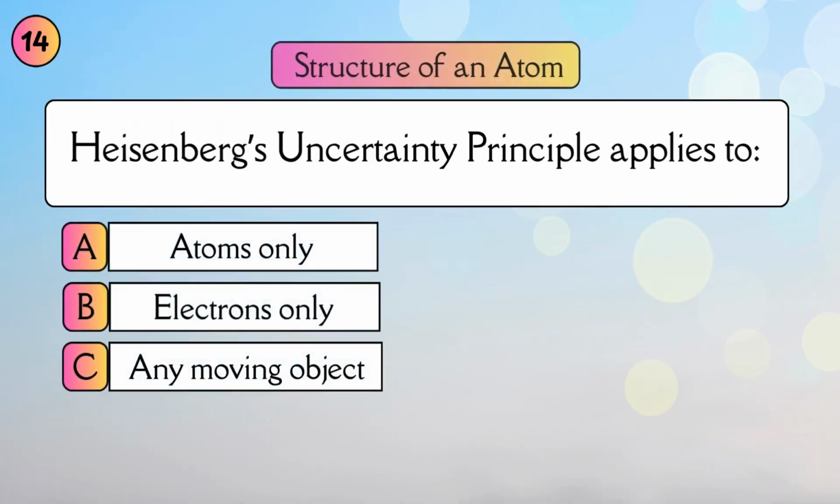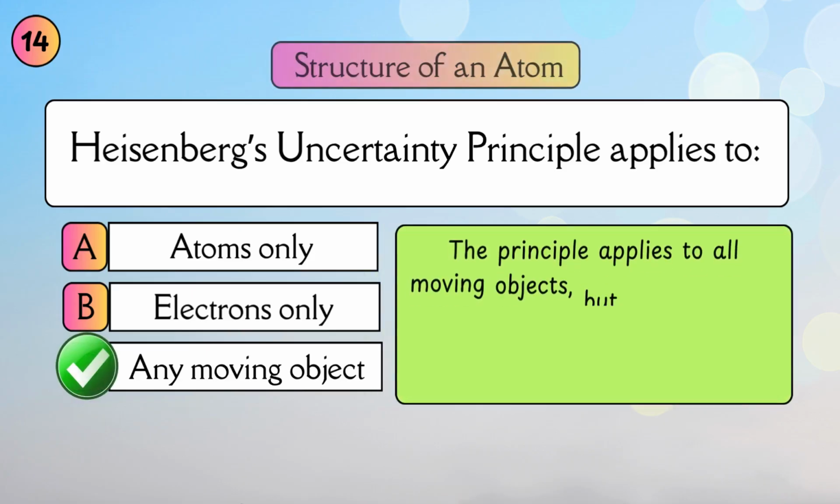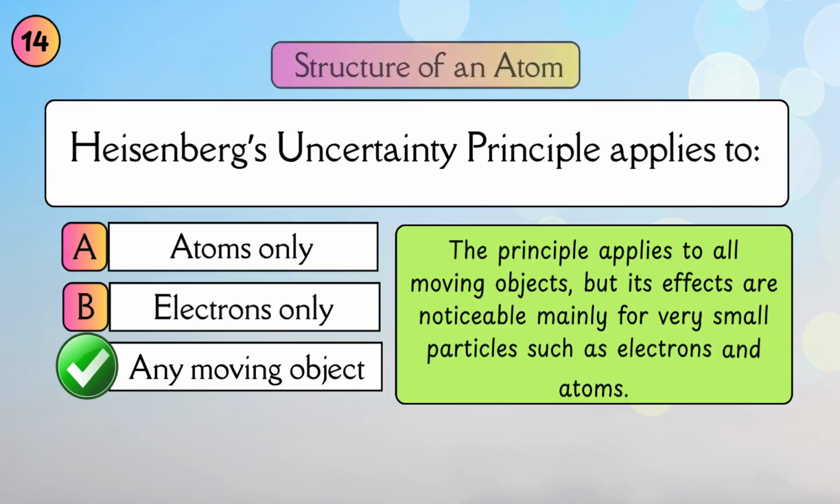Heisenberg's uncertainty principle applies to. The correct answer is to any moving object. The principle applies to all moving objects, but its effects are noticeable mainly for very small particles such as electrons and atoms.